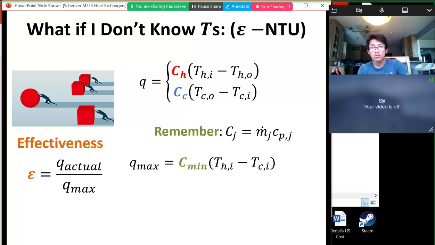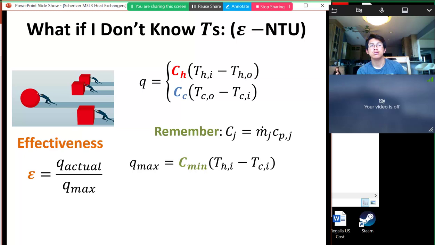Now my maximum heat transfer is going to be, the most heat transfer I get is if I take the side of my heat exchanger where the temperature changes more easily, right? So that's going to be the side of my heat exchanger where big C is smaller. So I've got to find big C min, and then the most heat I could get would be if the side of the heat exchanger where the temperature changes more changes as much as it possibly can.